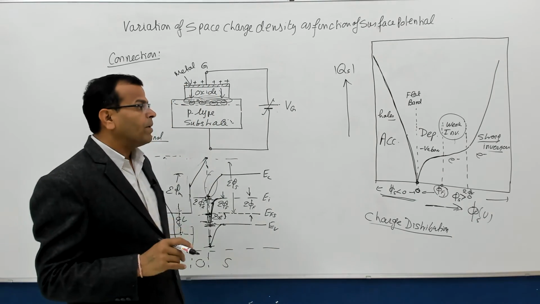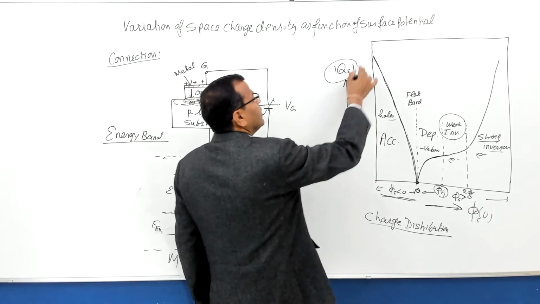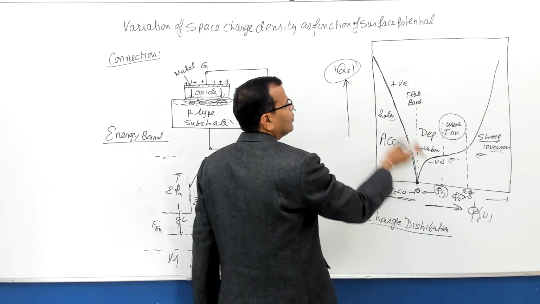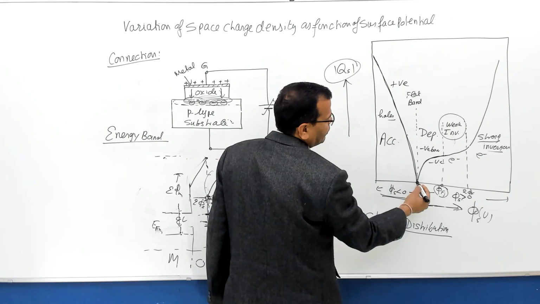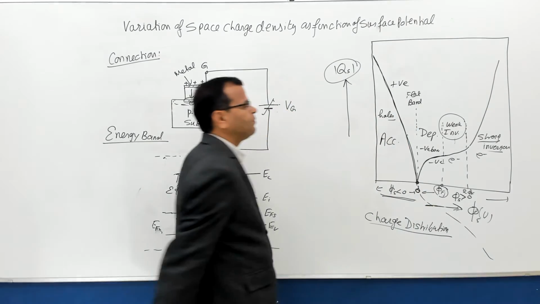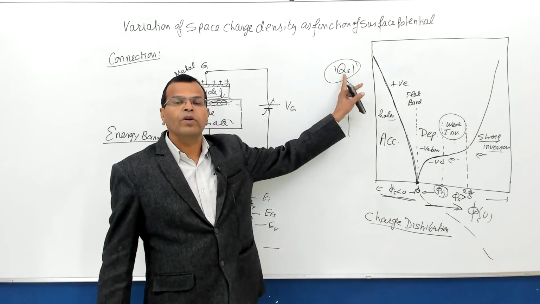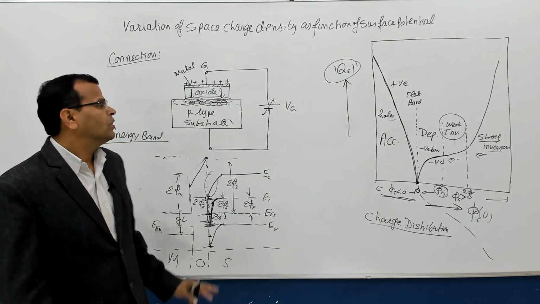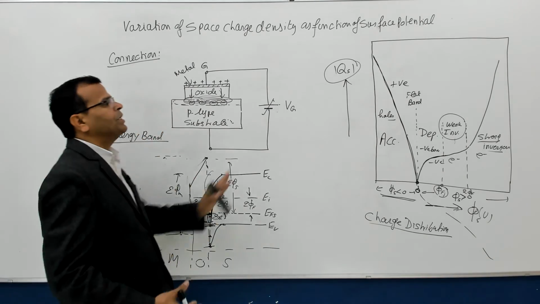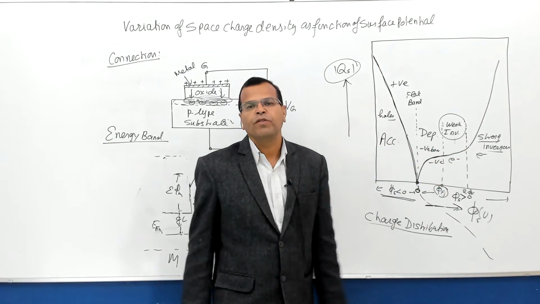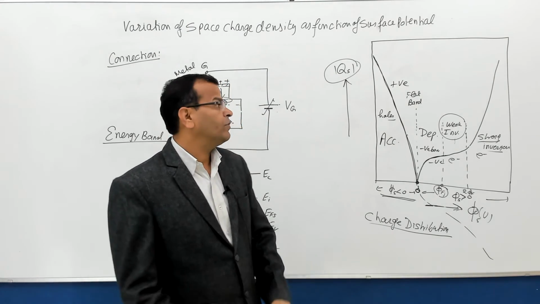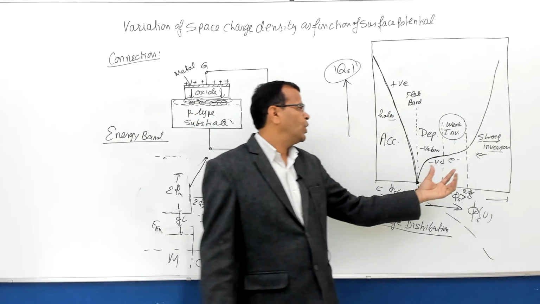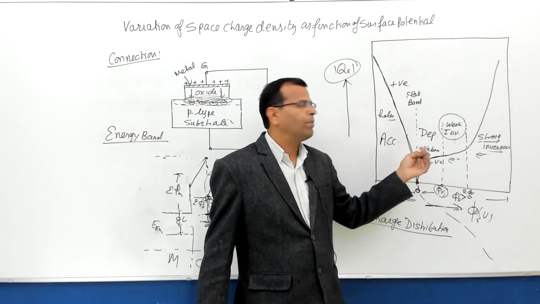But remember, I am taking magnitude, so this is positive charge, here it is negative charge. Since it is modulus, I am taking it positive, but if you take it on this side, it could have been like this, if you don't take the modulus of it. But since we are taking the modulus, that is why I am taking it positive. So that is how there will be distribution of the charge in the different modes of operation. The charge concentration will be high in strong inversion and accumulation. Charge concentration is low in case of weak inversion and depletion.